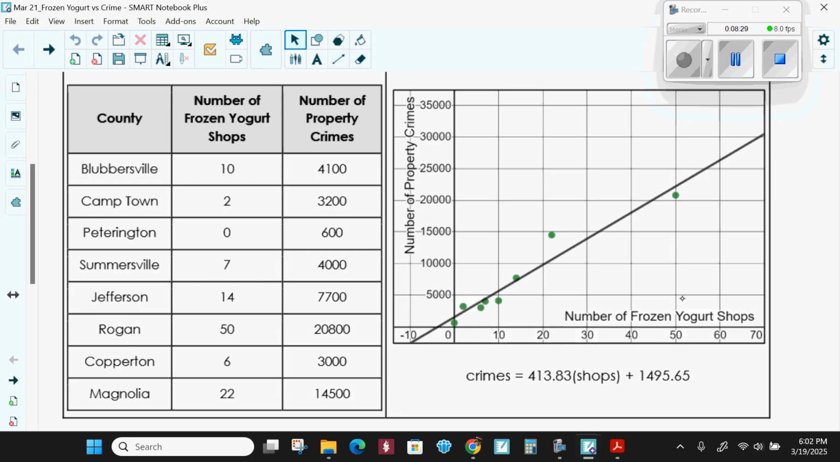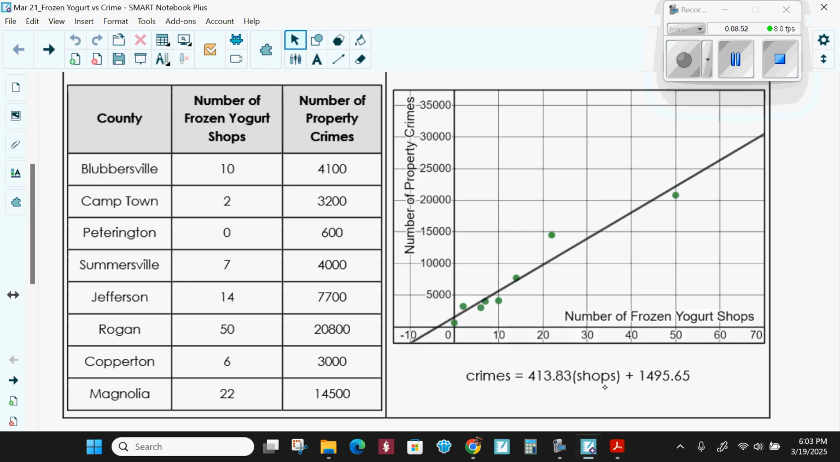So up here around 50, they have 20,800 property crimes. Down here, it's 15, that's around 20 something. That's a 22. Then you have 0, there's 600 property crimes. They have no frozen yogurt shops in their county. And so you can kind of see where the points are.